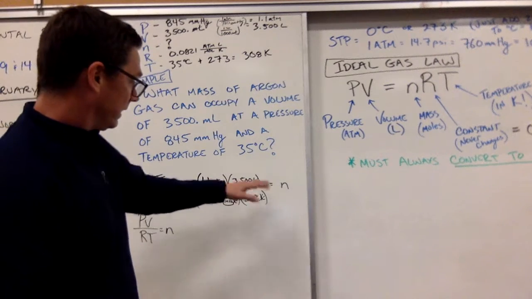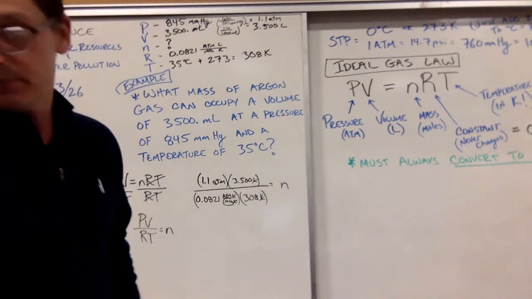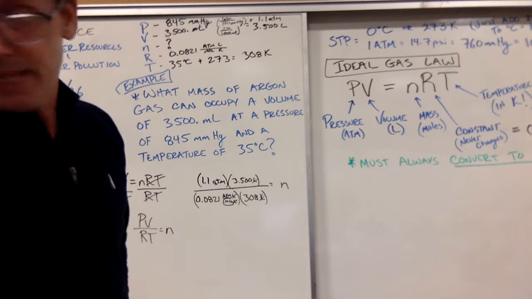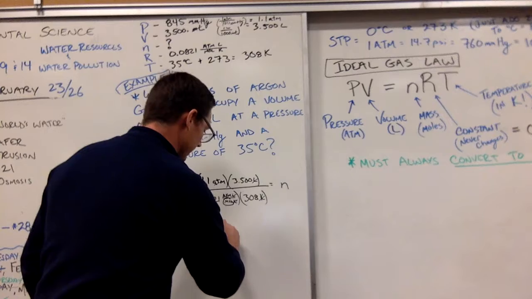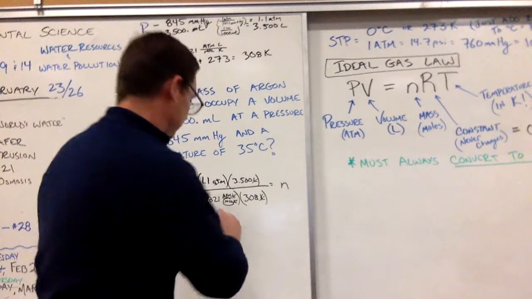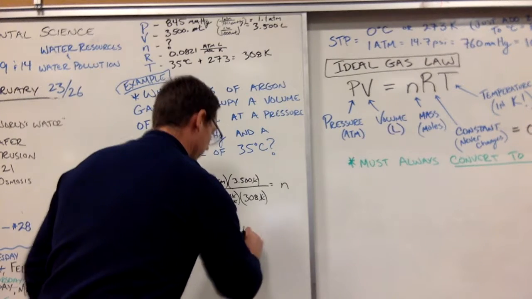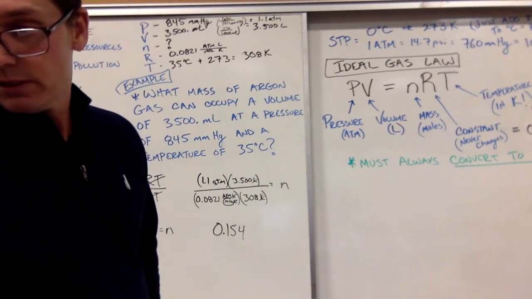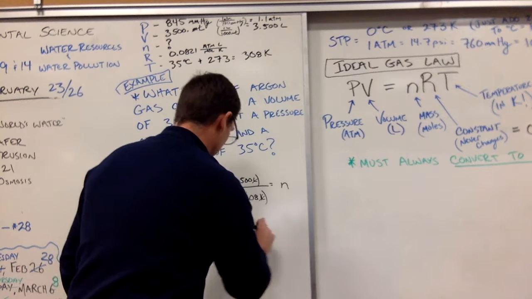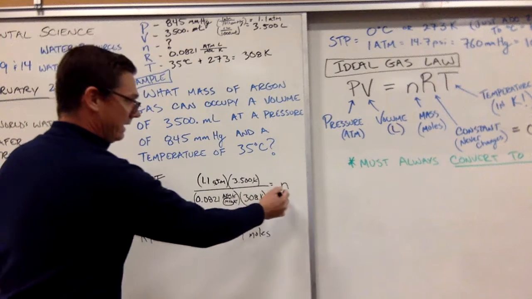Now we multiply across, we divide by the bottom. All right, and what we're going to end up with here is N. I guess let me just put it here. How much argon gas is left? It's 0.154 moles of argon gas, right? Because everything N is in moles.